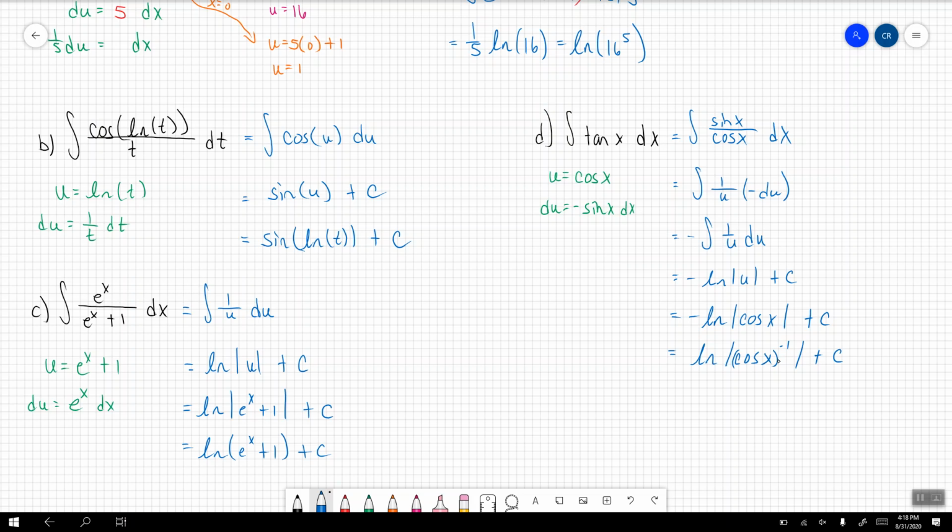and cosine of x to the power of -1, that is the inverse of cosine. The inverse of cosine is secant, which means this is really the natural log of the absolute value of secant of x plus c.